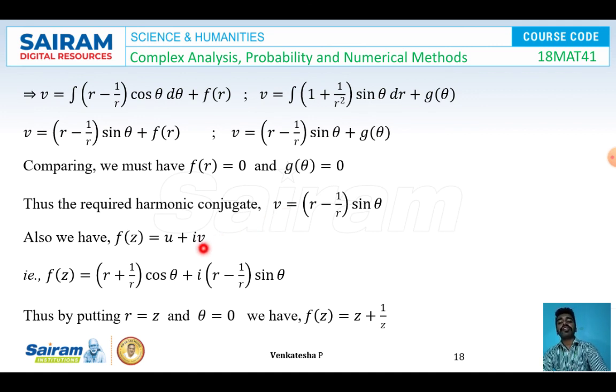So once we got the value of v, we can find the function f of z. So f of z is given by u plus iv. I'll be putting the value of u and the value of v here. So I got f of z is equal to (r plus 1 by r) cos theta plus i into (r minus 1 by r) sin theta. Now I'll be putting r is equal to z and theta is equal to 0. If I put r is equal to z and theta is equal to 0, I got the equation (z plus 1 by z) cos 0 plus i into (z minus 1 by z) sin 0. So sin 0 will become 0. I got only z plus 1 by z because cos 0 is equal to 1. So I got the function f of z is equal to z plus 1 by z.